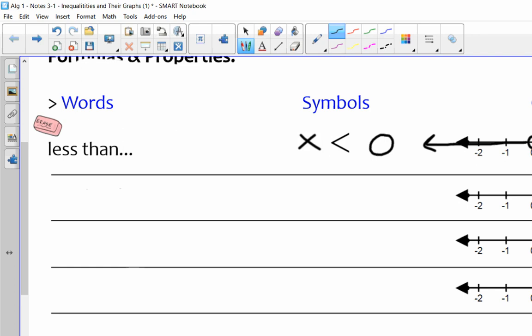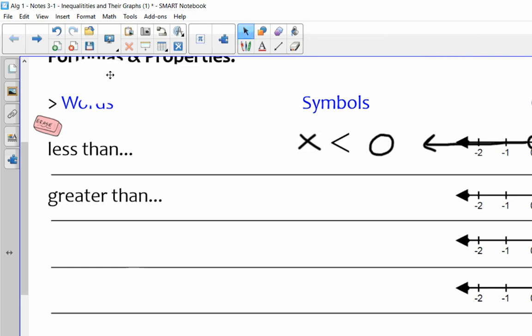Okay, the next one, if you could write down, is greater than, and this is the symbol for it.